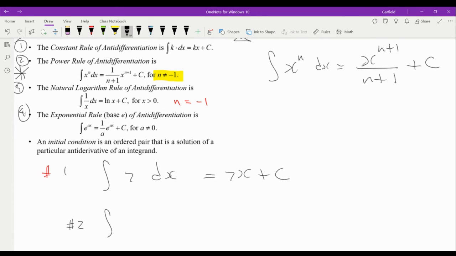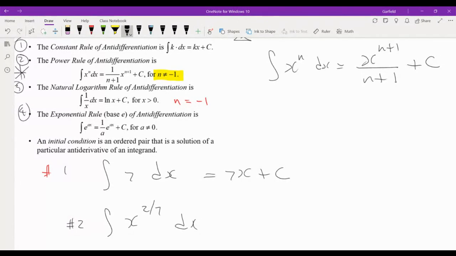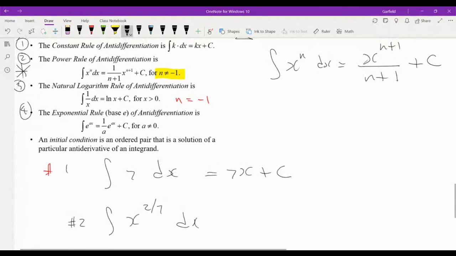It says find the antiderivative of x to the 2 over 7 dx. So which rule? 1, 2, 3, or 4? Number 4. Now be careful. This is not an exponential function, because we don't have e in there. For rule number 4, we have to have something like e to the 5x, e to the -6x. The base has to be equal to e. That's when we use rule number 4.